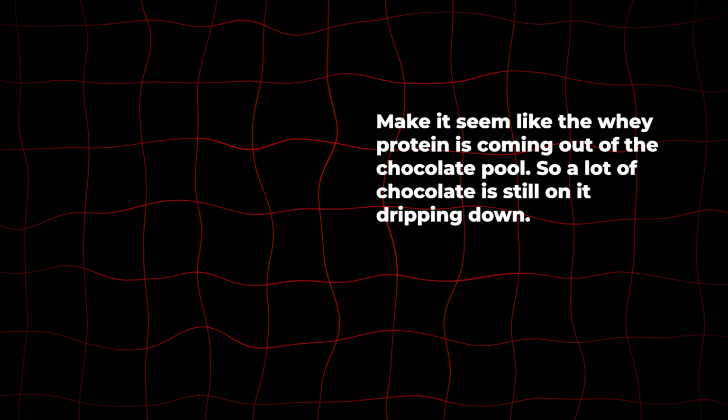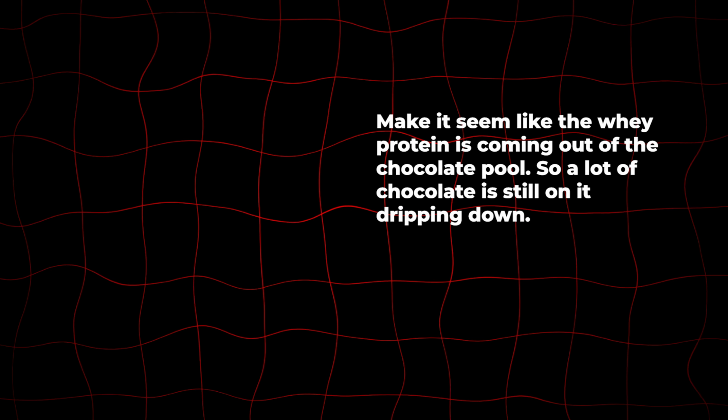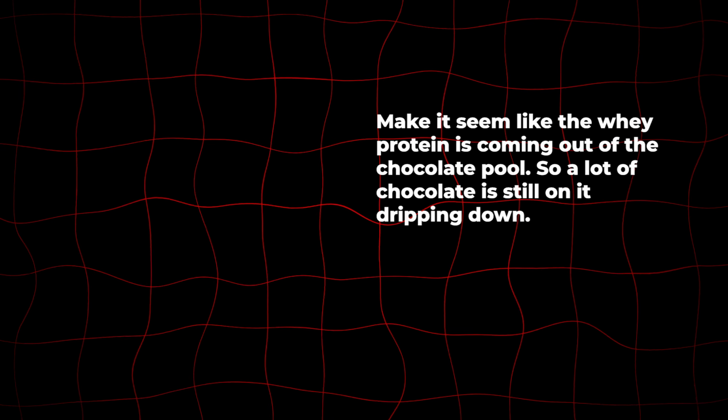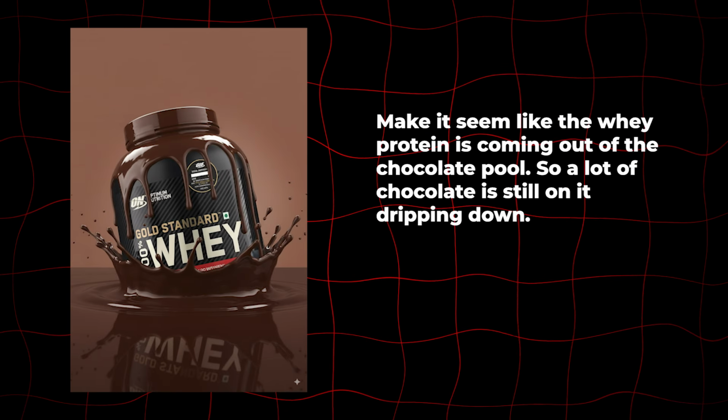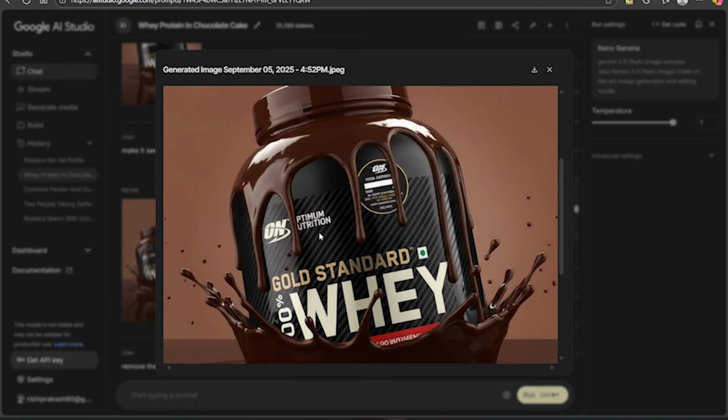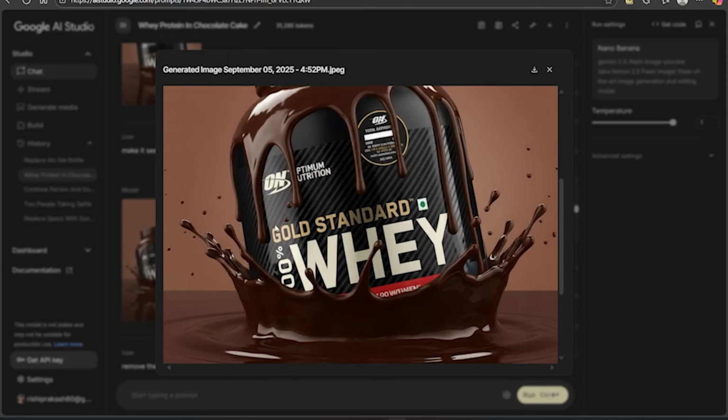Now the next thing that I wanted to do was make it seem like the whey protein is coming out of the chocolate pool, so a lot of chocolate is still dripping down, and it gave me this. This is not the thing that I wanted, but still, as you can see, the consistency of the image and the chocolate drips on it and the splash, which are not wanted, but still looks pretty cool.